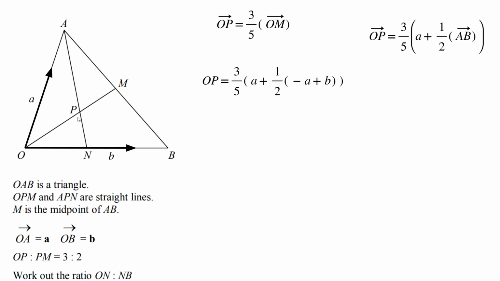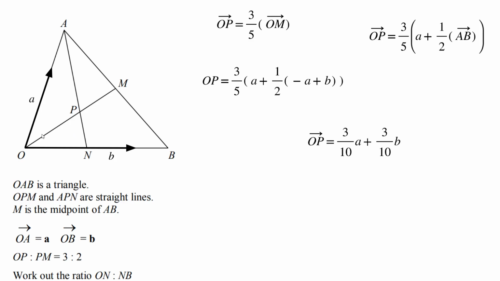That's O to P. Okay, so we have this full line as A plus a half minus A plus B. So this here in the inner brackets is O to M. And then O to P is 3/5 of it, because we figured it out as 3/5, because it was 3 to 2, so 3/5 to 2/5. Expand that to get O to P is 3 over 10A plus 3 over 10B.